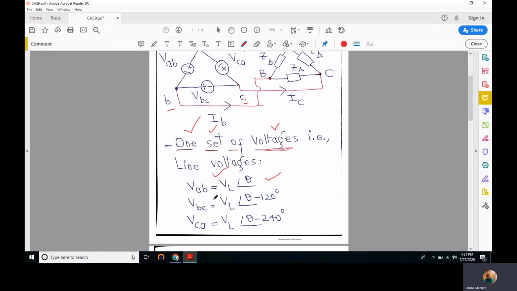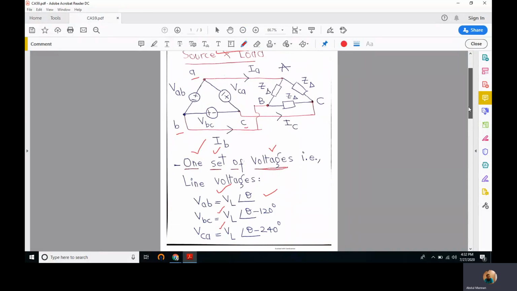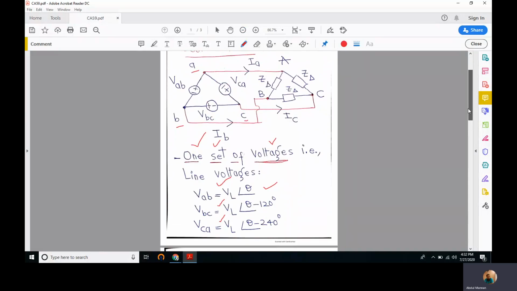We used the terms line voltage and phase voltage in our last lecture, and we also studied that line voltage is 1.732 times larger than the phase voltage. So in the case of delta-connected systems, we have only one voltage. In fact, we have only one set of voltages, VAB, VBC, and VCA, and they are line voltages, and to fulfill the requirement of the balanced three-phase system, they have to be 120 degrees apart from each other.